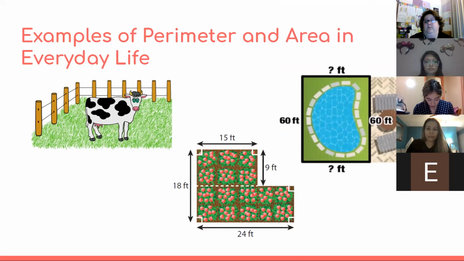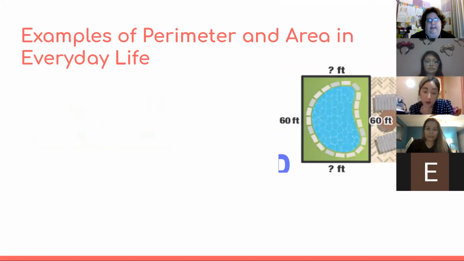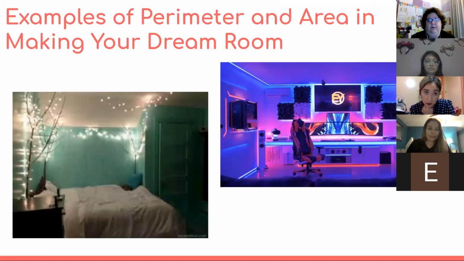Then if you have a swimming pool and you want to keep it safe, you would want to fence off your backyard or just around the pool so kids can't get into it without your permission. That would keep them safe. So knowing perimeter and area would help with that.